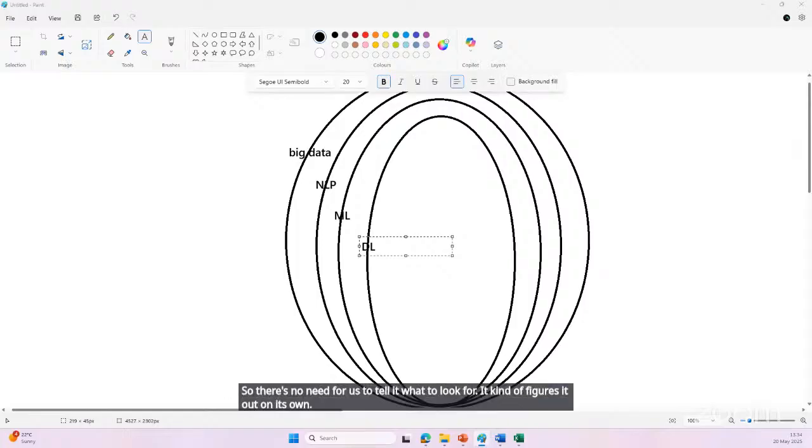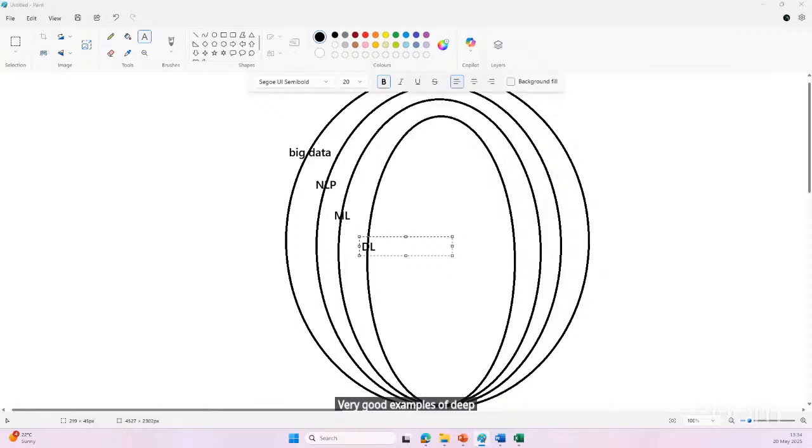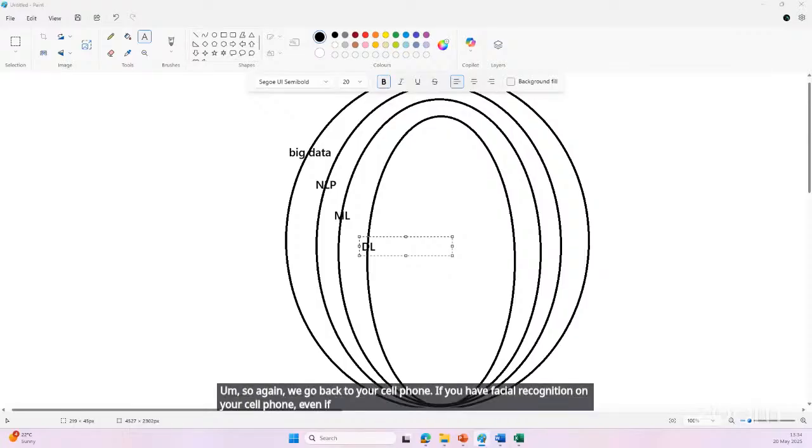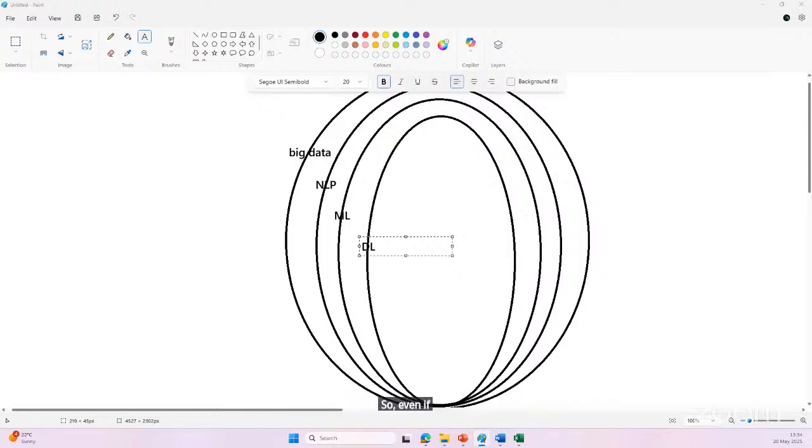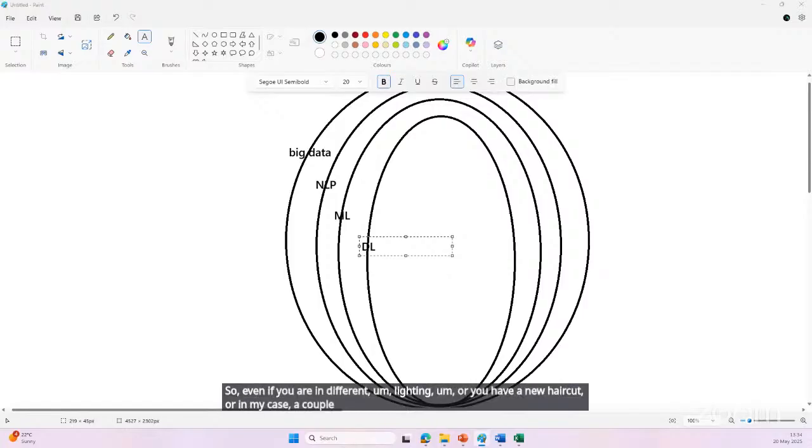Very good examples of deep learning would be things like facial recognition. So again, we go back to your cell phone. If you have facial recognition on your cell phone, I have it, for example, on my banking app. Even if you are in different lighting, or you have a new haircut, or in my case, a couple of weeks ago, I shaved off my beard, and it was still able to recognize my facial features. That's actually deep learning at work.